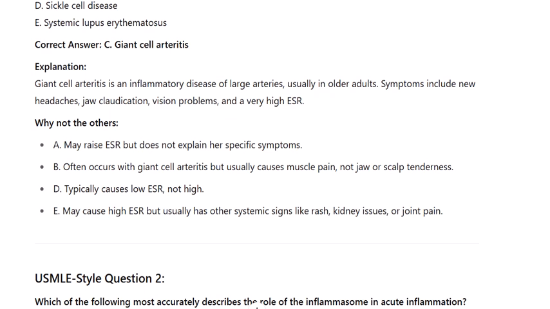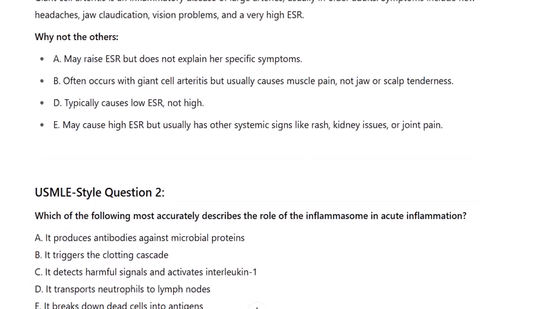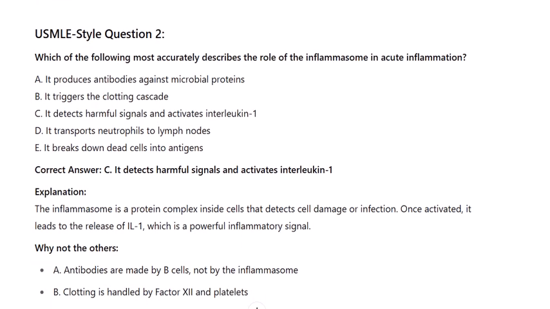USMLE style question 2. Which of the following most accurately describes the role of the inflammasome in acute inflammation? A. It produces antibodies against microbial proteins. B. It triggers the clotting cascade. C. It detects harmful signals and activates interleukin-1. D. It transports neutrophils to lymph nodes. E. It breaks down dead cells into antigens.